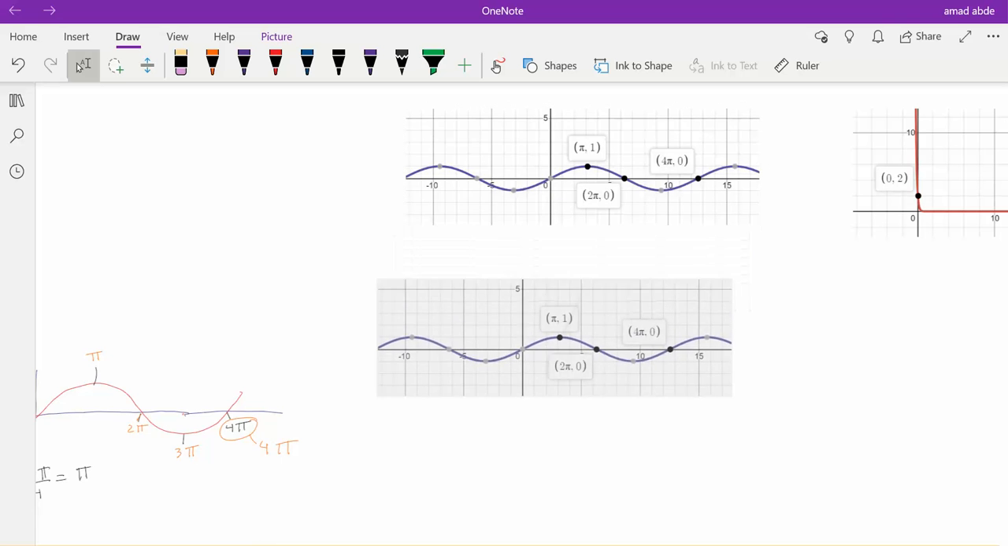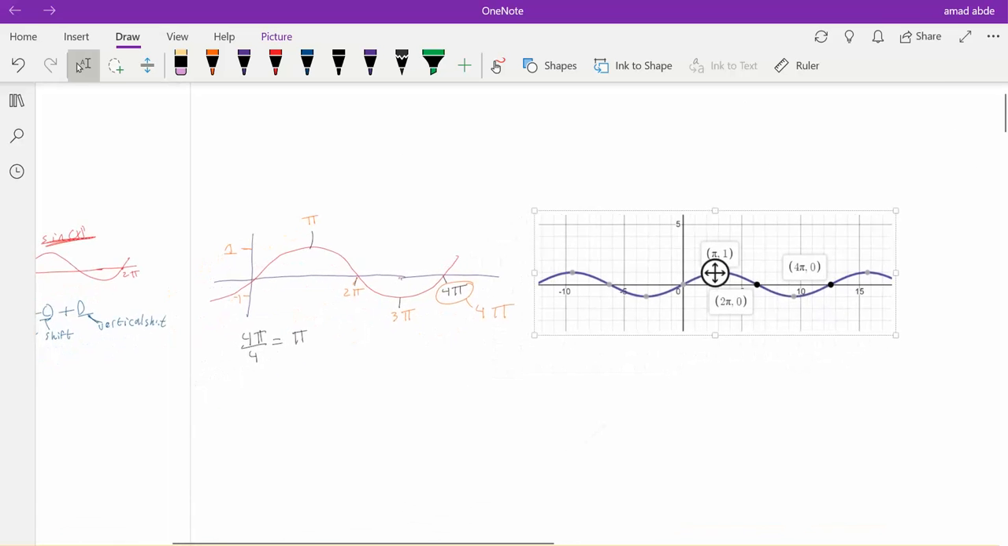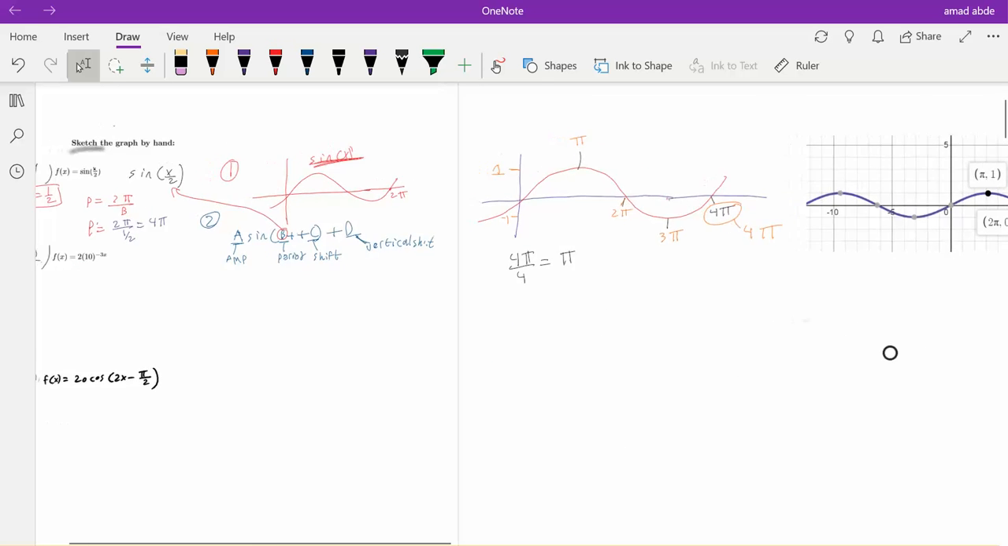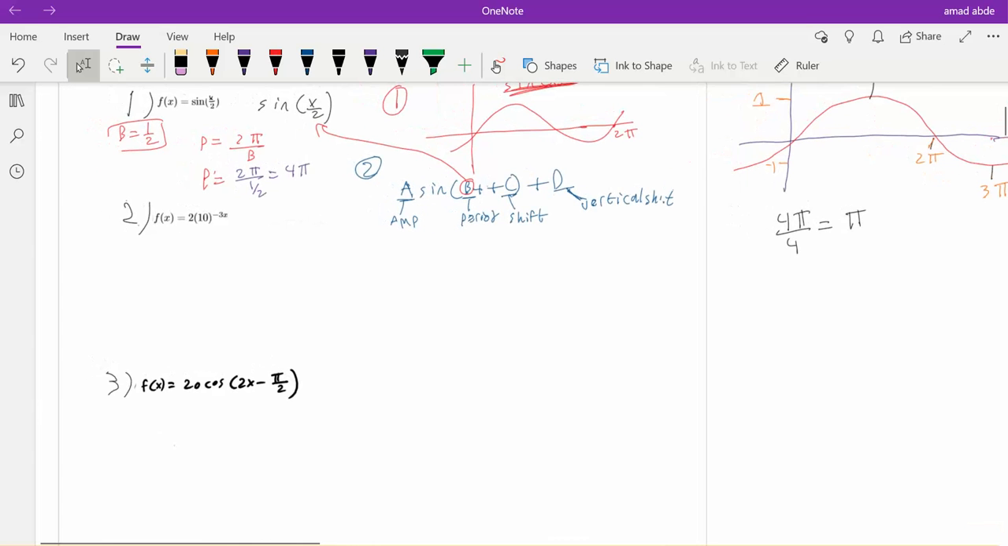Okay, now let's move into the next question. Question 2. Question 2 is asking us to graph 2 times 10 to the -3x. Alright, first we're going to use two facts. Number one, the graph of a number raised to x. For example, 3 raised to x would just look like this.